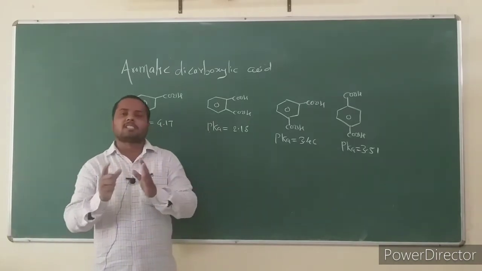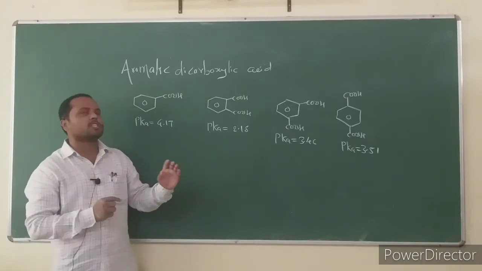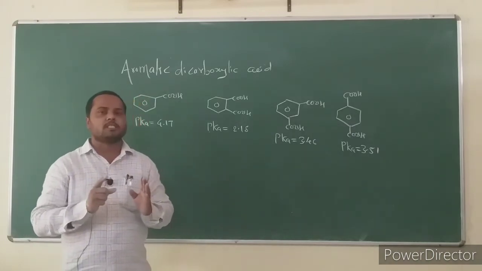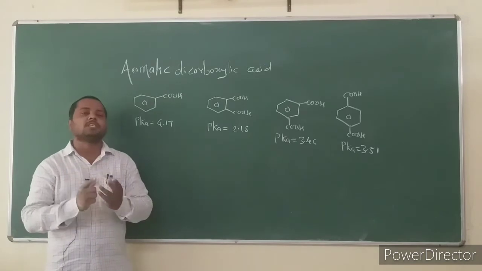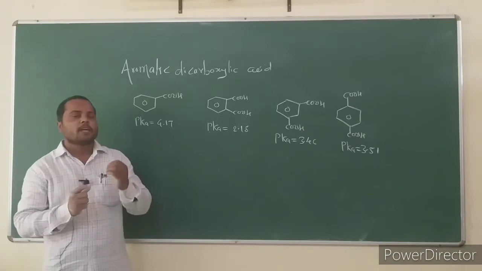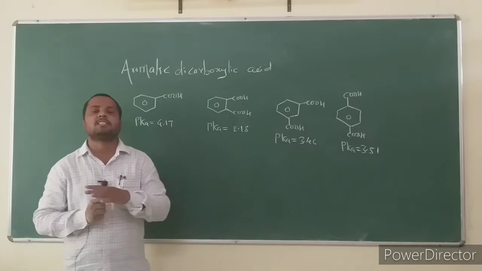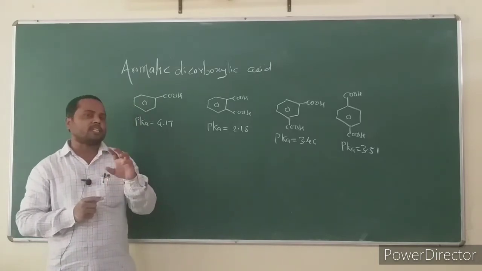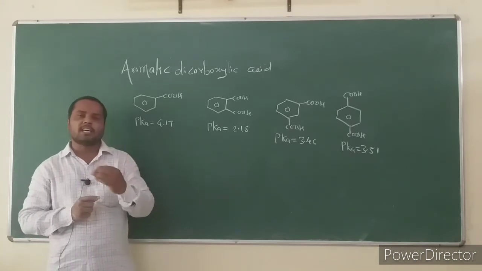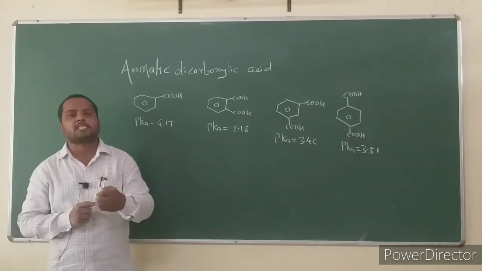We discussed the acidity trend for aliphatic dicarboxylic acids. In aliphatic dicarboxylic acids, as the distance between two carboxylic functional groups increases, the acidity decreases. What is the reason? As the distance increases, the minus I effect decreases, and as the minus I effect decreases, the acid strength decreases. The minus I effect has two roles. It helps the dissociation of the OH bond, and it also helps the stabilization of the conjugate base.